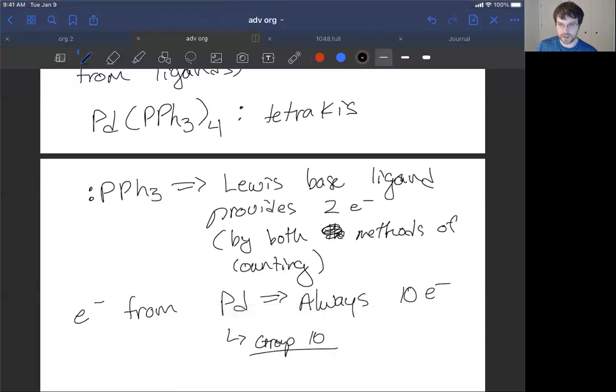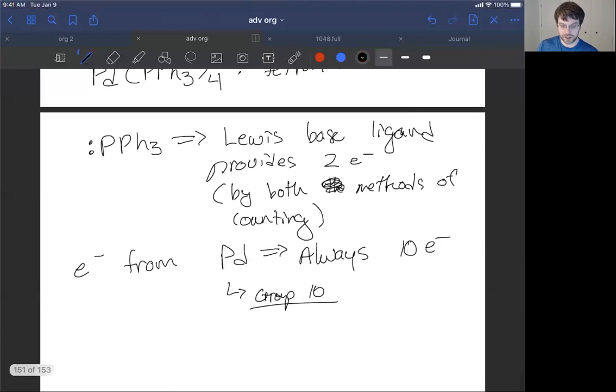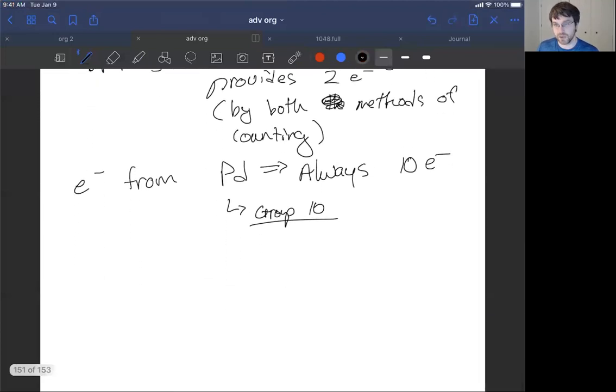Now, if we consider the oxidation state method, then we have to think about what the oxidation state is of palladium. We'll get to that, and maybe we can go back and look at the oxidation state method of counting. But for now, we get to ignore the oxidation state method because we're doing the neutral atom counting. So palladium gives us 10 electrons. That's 10 electrons from the metal.